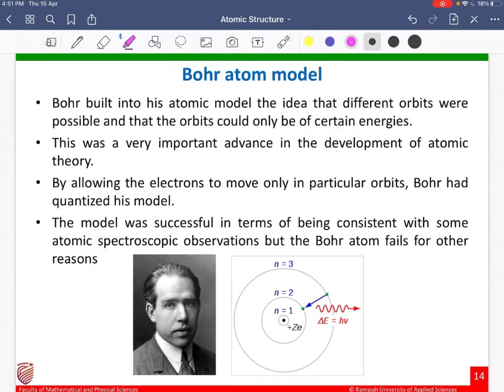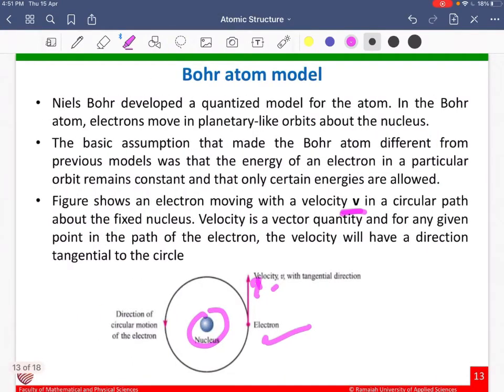In the Bohr atom, the outward force exerted on the electron as it tries to escape from the circular orbit is exactly balanced by the inward force of attraction between the negatively charged electron and the positively charged nucleus. Thus, the electron can remain away from the nucleus.